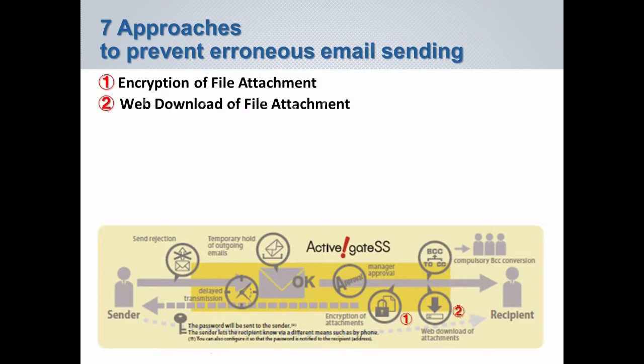The second is web download of file attachments. This function is very useful when a user sends a large file which cannot be sent via email. For example, in case 5 MB is set as the maximum attachment size, when the file size exceeds the value, the file attachment is separated from the mail body and uploaded on our cloud infrastructure. Then a URL link is added to the mail body and sent to the recipient.